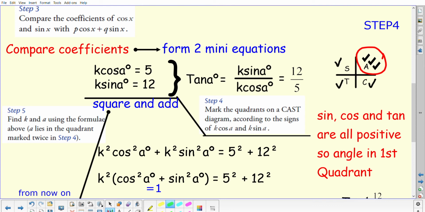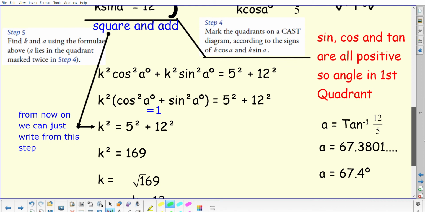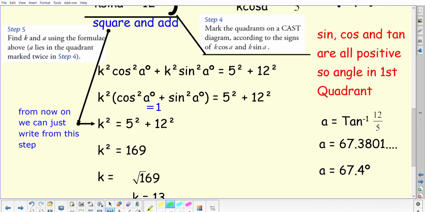And then from that, you then need to go into your CAST diagram. Now everything is positive here, the sine is positive, cos is positive, so if you were marking everything off, the one that's got all three ticks in it is the all, which means it's the first quadrant. So basically all you need to do is go to your calculator and you do tan to the minus 1 of 12 over 5. That gives you 67.3801, whole load of figures, and we get 67.4. Any questions about that bit?